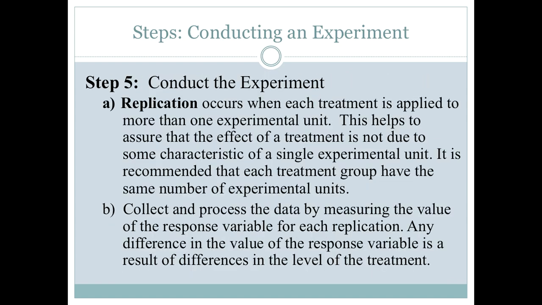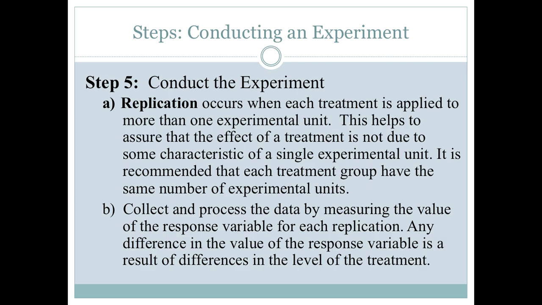And then we actually conduct the experiment. Now, replication occurs when each treatment is applied to more than one experimental unit. And this helps to assure that the effect of the treatment is not due to some single characteristic of a single person. And it's better to have a slightly larger sample, to have enough replication to be able to tell if the effect that you're seeing is real or not.